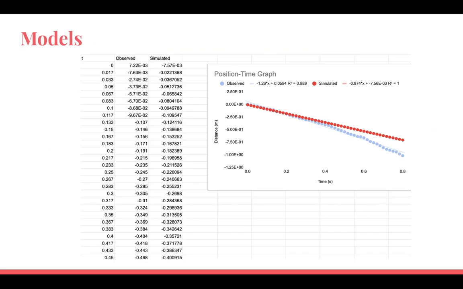Here we can see that the simulated and observed paths were found to be similar in their trajectories. The condensed data is shown on the left for each corresponding model, with the red being simulated and the light blue being the observed.